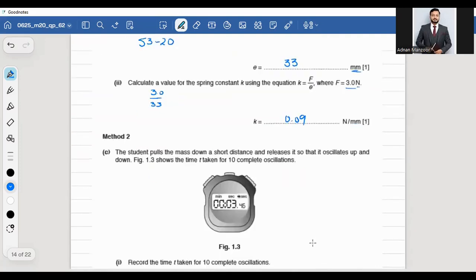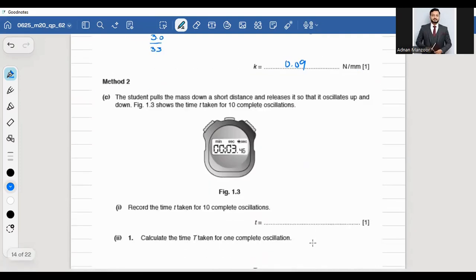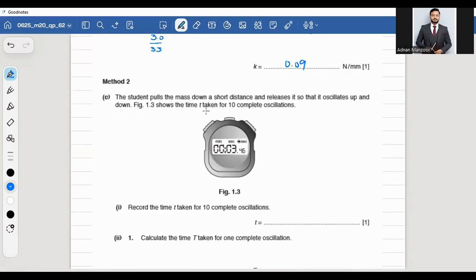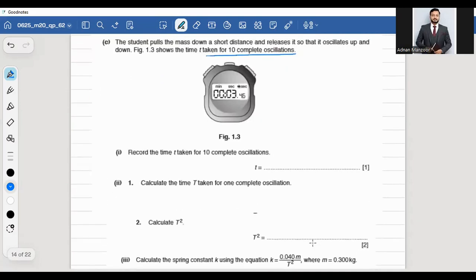Method 2. The student pulls the mass down a short distance and releases it so that it oscillates up and down. Figure 1.3 shows the time t taken for 10 complete oscillations. You need to underline that very important information. How many oscillations are there? 10. Record the time t taken for 10 complete oscillations, and it's easy to see from it: 3.46 seconds. You have to write exactly the same, 3.46, with the unit. Calculate the time taken for one complete oscillation. That was the time for 10 oscillations, so divided by 10, you get 0.346 seconds.